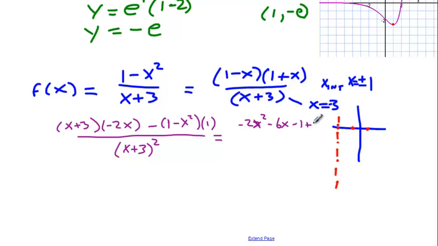A positive x squared. So in this situation, when I start to ask what makes 0 of the numerator, I hope everybody recognizes we're going to have a quadratic situation here.